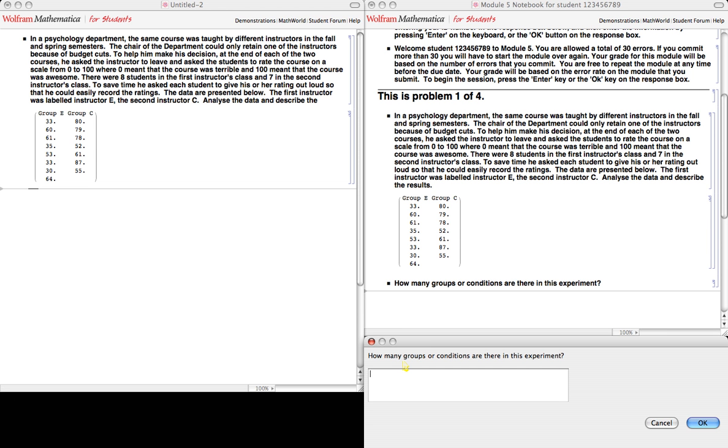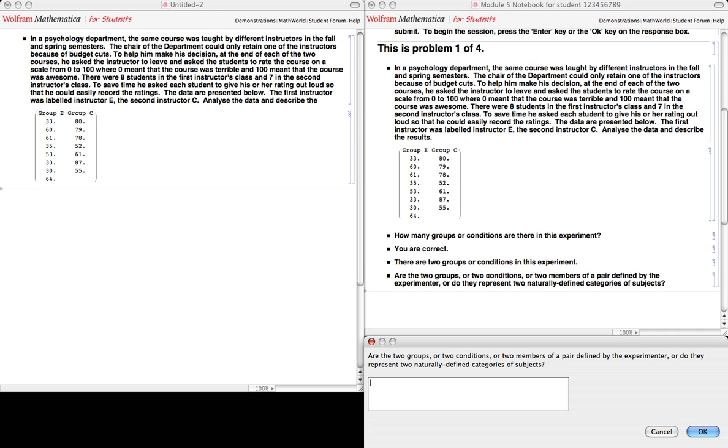Okay, this is Module 5, Problem 104. It's about a principal or the chair of the department who can only retain one of two instructors and would like to get ratings from students to help his decision. It says how many groups or conditions are there in this experiment? There are two.